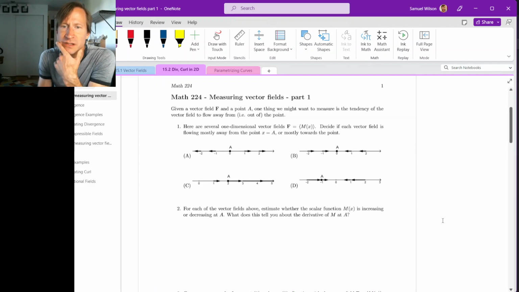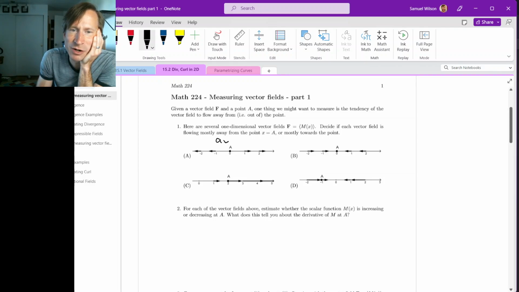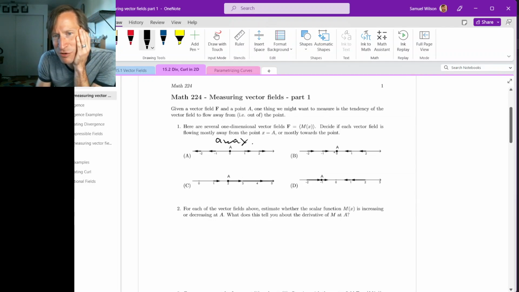Anyway, okay, so on number one here with these one-dimensional vector fields, if we're trying to measure how much the vector field is flowing towards or away from A, so for the first example here, this vector field is definitely flowing away from A, it looks like, right? To the right it's flowing right, to the left it's flowing left, so this is flowing away. Okay. For B over here, this is definitely flowing towards.